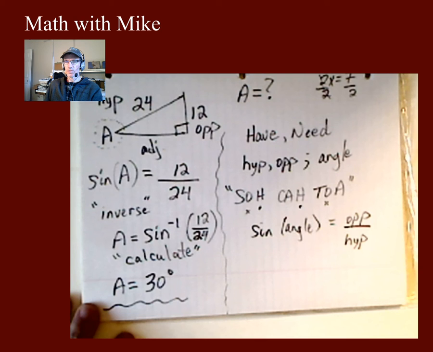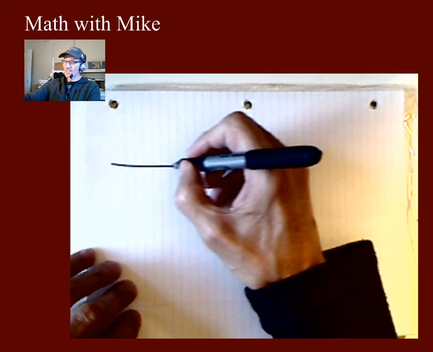Okay, so let's try one more. Let's do one more. This is the situation. You've got to find the angle of the triangle. The triangle looks like this. 90 degrees. I'm going to put it up there today, just for fun. Call it B, just because.